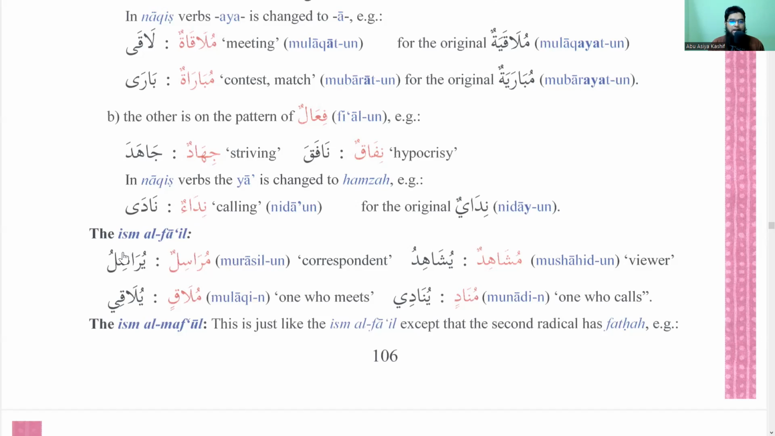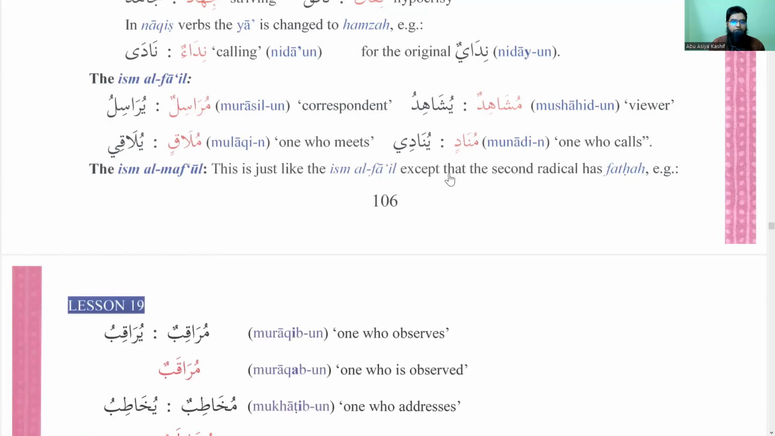Then you have ismul fa'il. Ismul fa'il is all same as mudari, except that you change the u to a mu. Yurasilu becomes murasilun. Correspondent, to correspond. Shahada yushahidu, mushahidun, viewer. Yulaqi, mulaqin, one who meets. So it was literally mulaqiyun, you make it manqus. Mulaqin. Nada yunadi, munadin, one who calls.